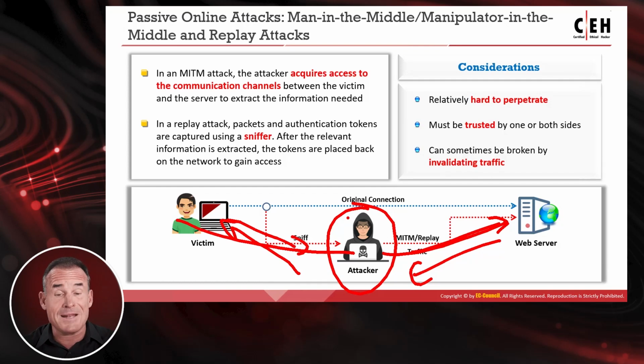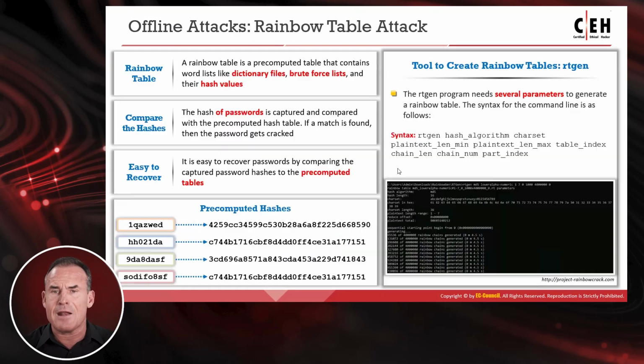There are plenty of examples of man-in-the-middle attacks at different layers of the OSI model. We're going to talk about layer 2, layer 3, layer 7, impersonating access points. There are bunches of ways to do that.